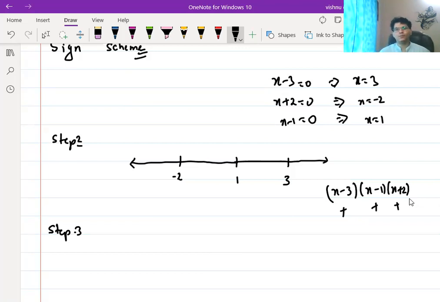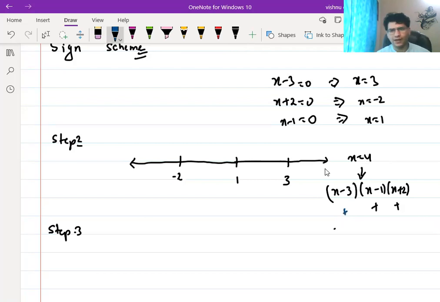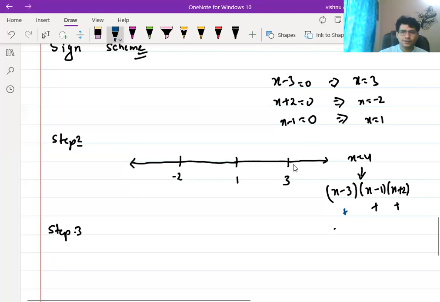Positive into positive into positive, what will I get? Think about it. Positive only, yes or no? What I'm doing is putting x equal to 4 here and checking. 4 minus 3 is equal to 1, positive. Got it? Everyone got this? I'm putting in any random value which is greater than 3. Here I've taken x equal to 4, and I'm putting that. Conceptually, this is clear? So here, if you take anything greater than 3, it will be positive.